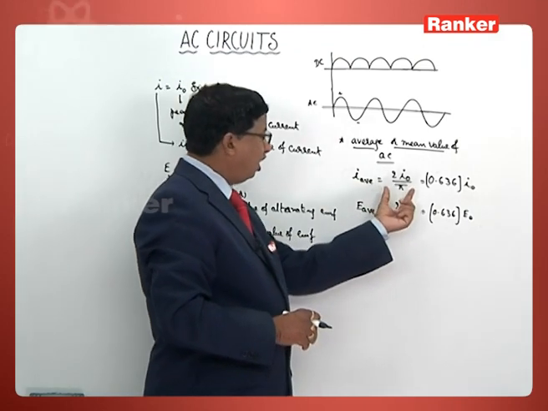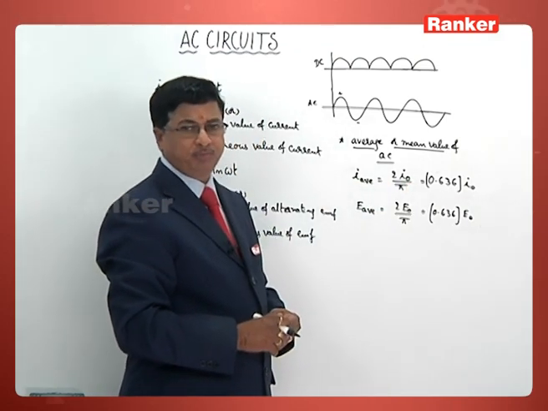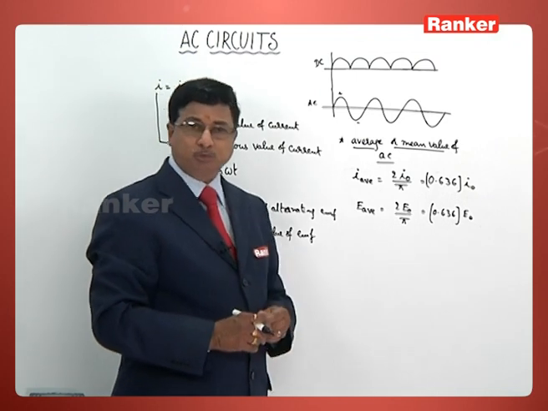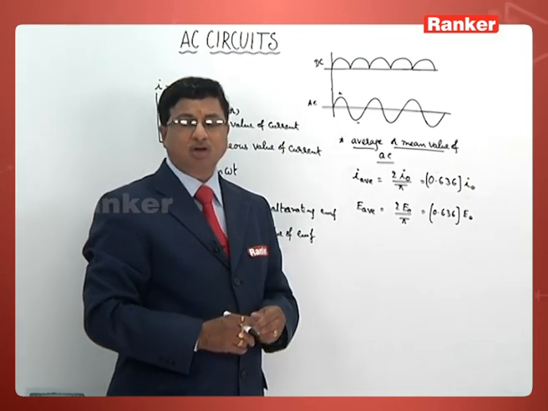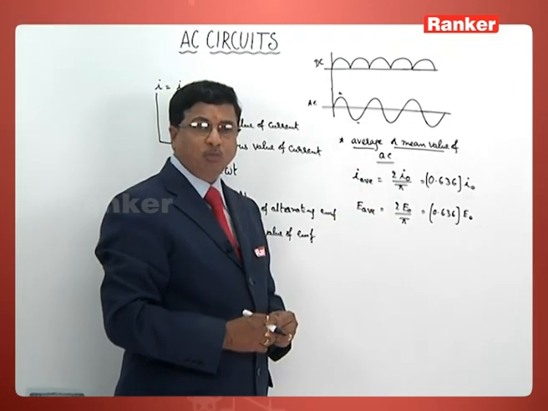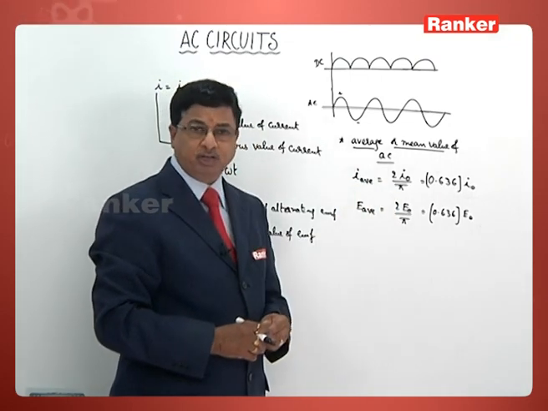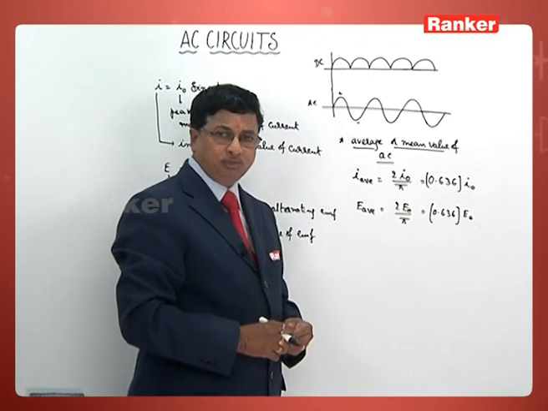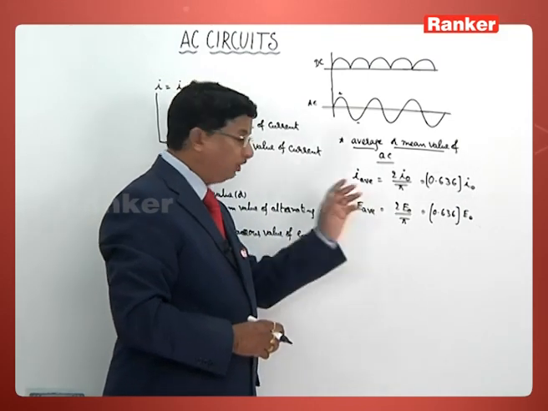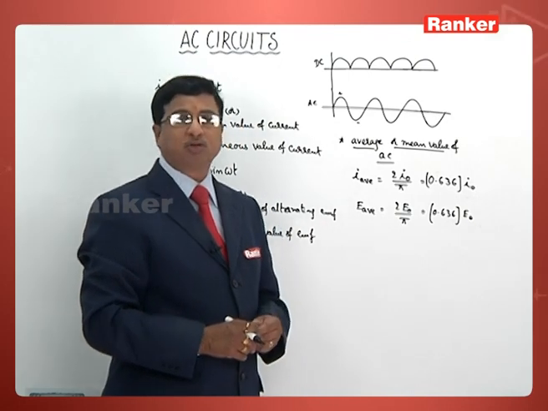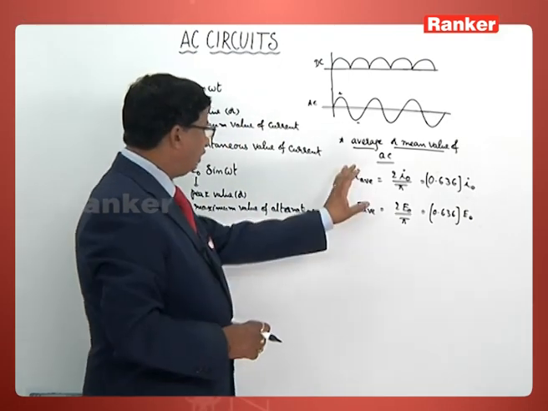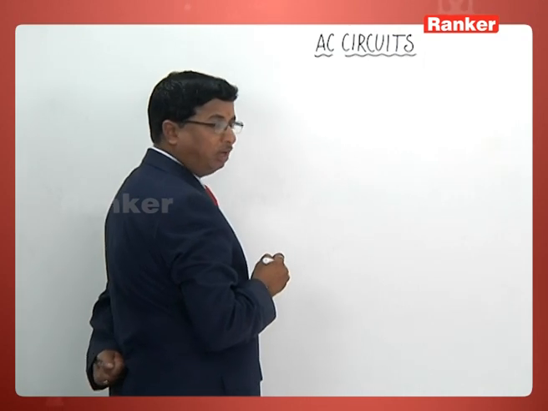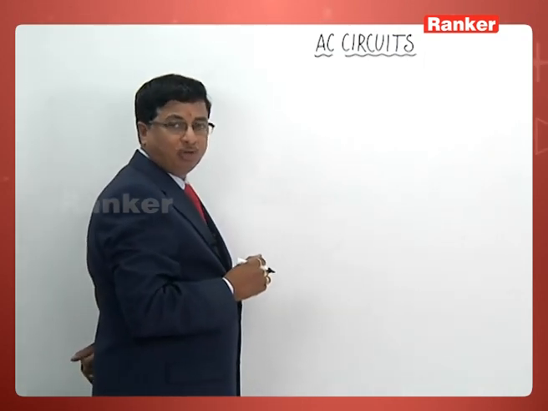In reality, how to get this particular formula? A derivation, of course, we have for that. Let me just remind you of the derivation, how to get the same equation written here for the average value of current and average value of EMF. Once we can derive one value, similarly, you can understand the second one as well. That is the advantage we have in this chapter. So, let us consider the average value of current first. Let us derive an expression for the average value of alternating current.